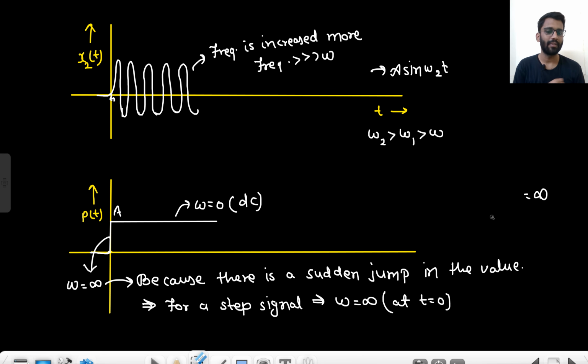Because there is a sudden jump in the step function, that means in the step function there is infinite frequency at t equals to 0. Okay, so this you need to keep in mind.